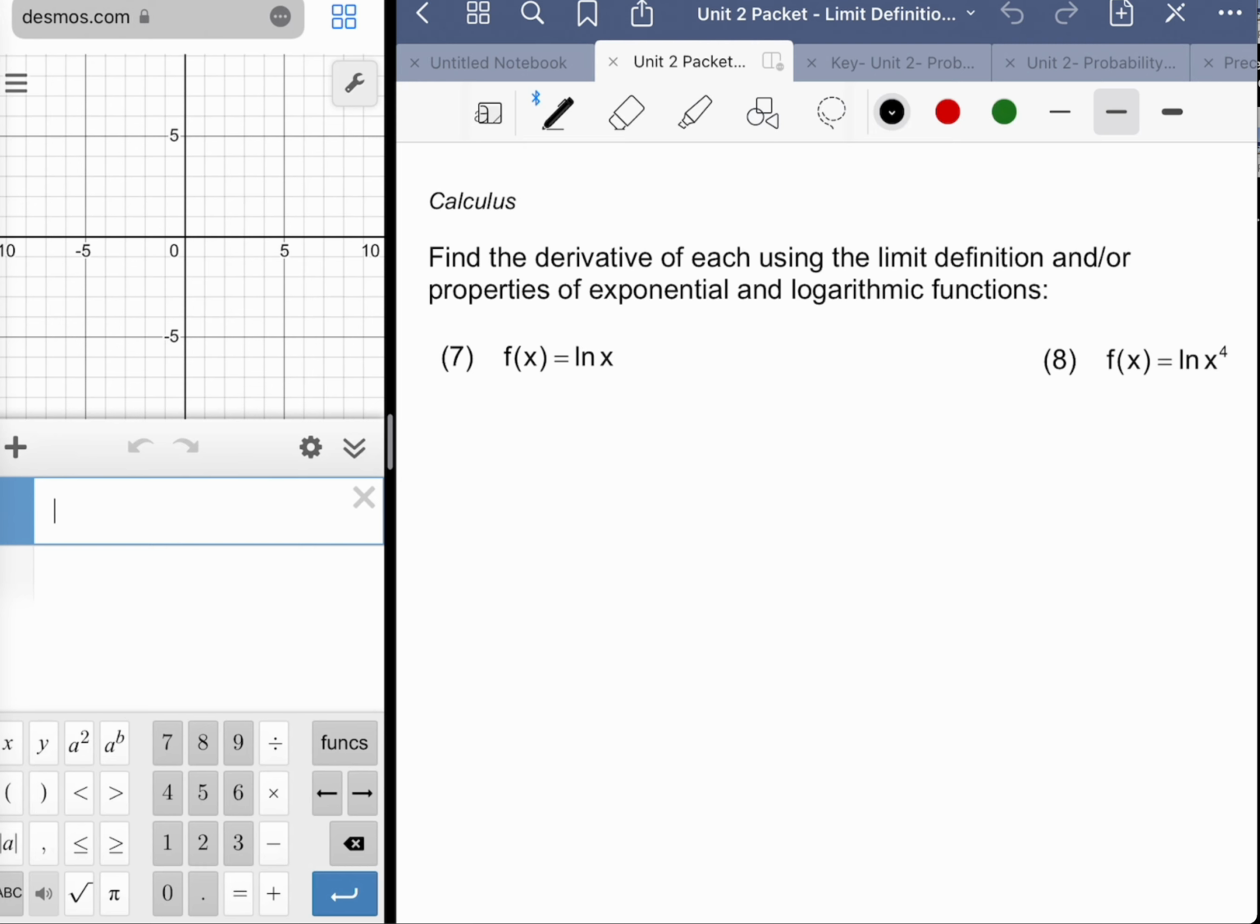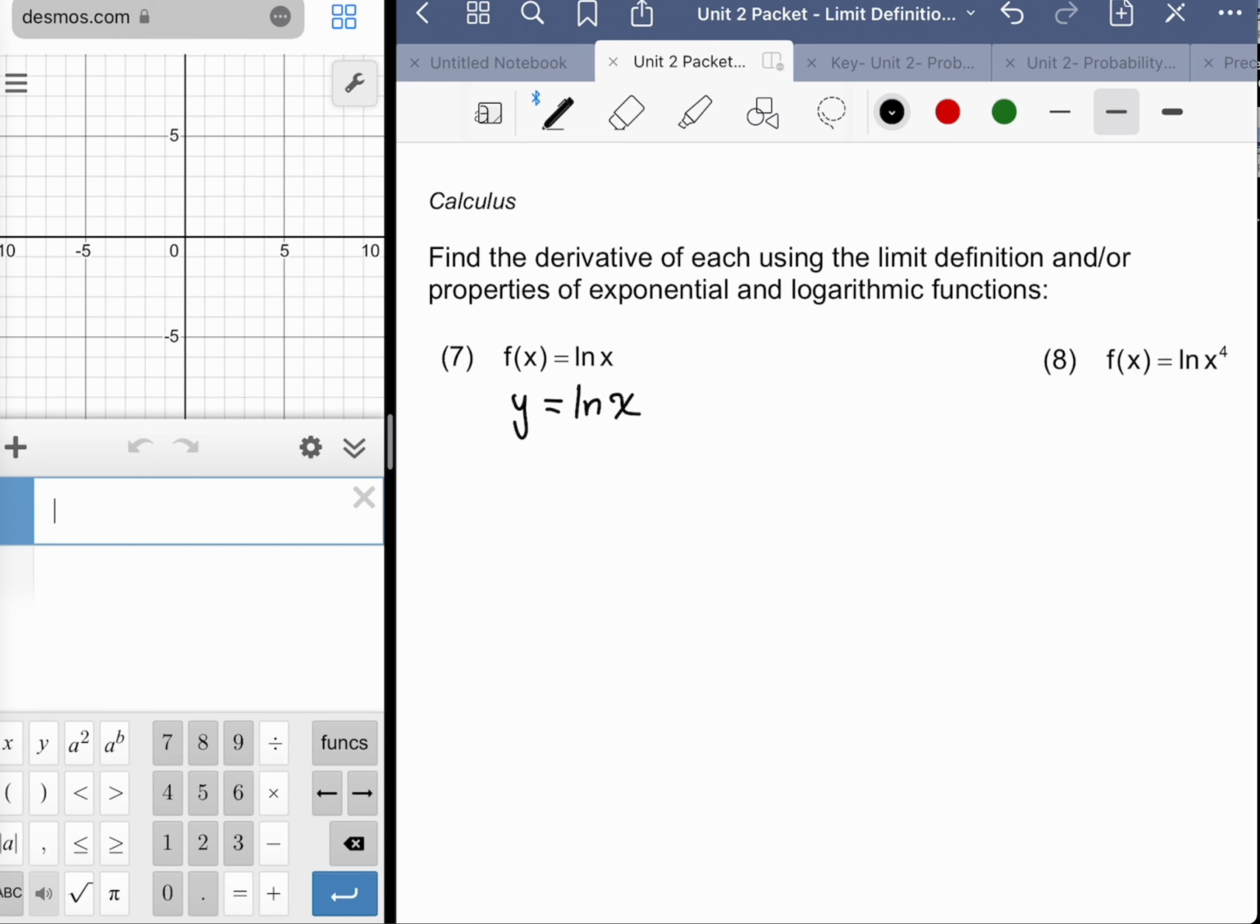This different approach has more to do with our knowledge of logarithms and exponential functions than it does with our knowledge of derivatives, which is interesting. So I'm going to rewrite this as y equals ln of x. Very small change. So instead of f of x, y equals, that's pretty easy.